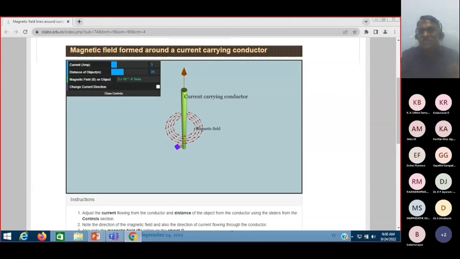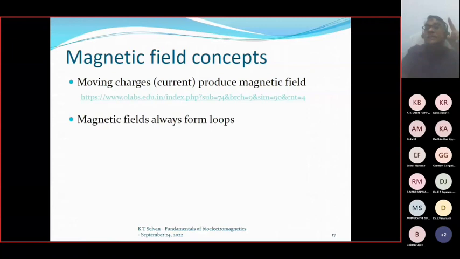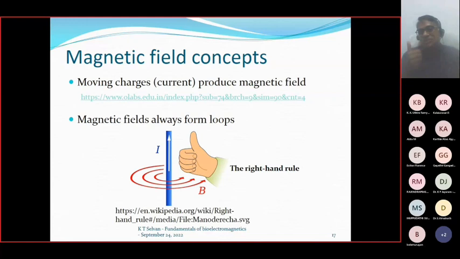As we have just seen in that illustration, magnetic fields always form loops. And we use the right hand rule to determine the direction of either current flow or magnetic field. For example, if this is the current carrying wire, I hold it like this. If the thumb represents the direction of current, then my fingers, held with my right hand, give the direction of the magnetic field. So that is the right hand rule.